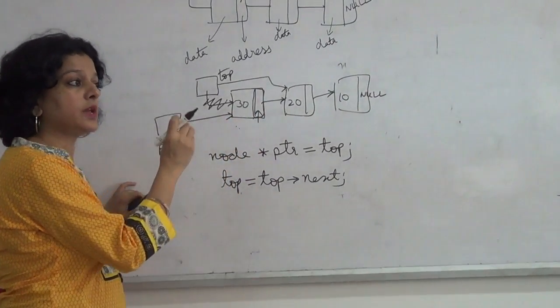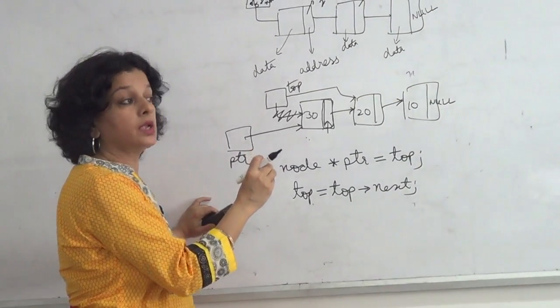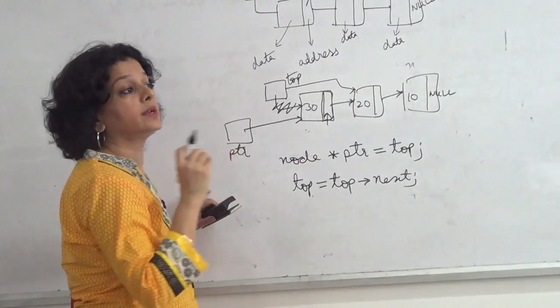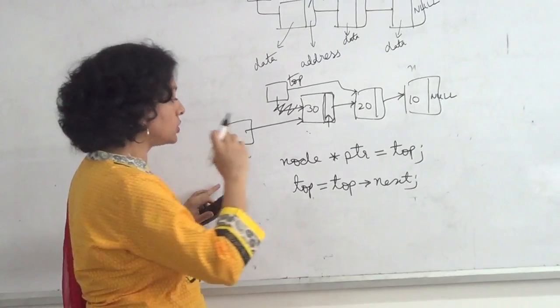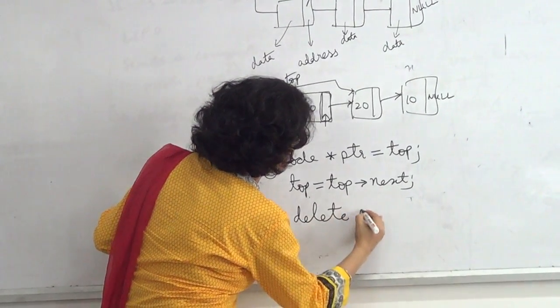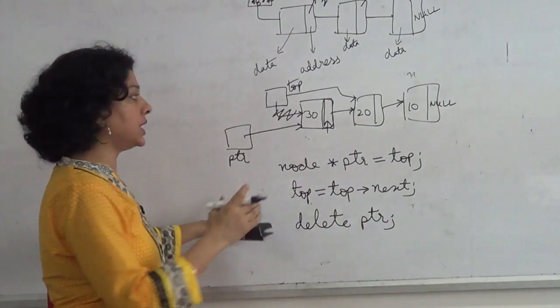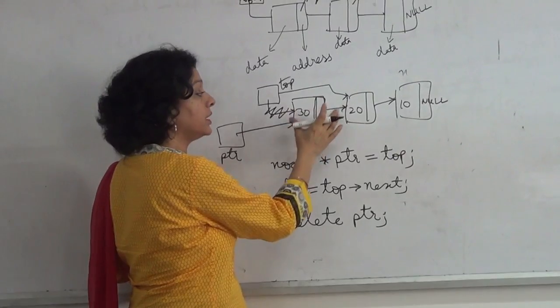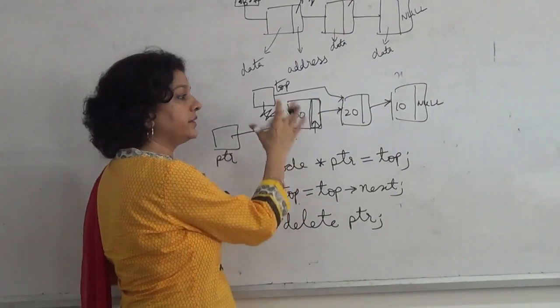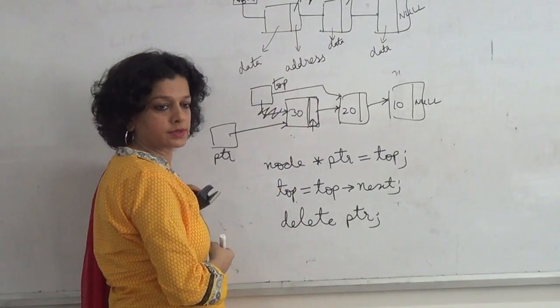So please make sure that when you create a node using the new operator, it is necessary to delete it using the delete operator. So I delete this node using the statement delete ptr. When I say delete ptr, this memory will be deallocated and it will return to the heap from where we allocate memory for nodes.